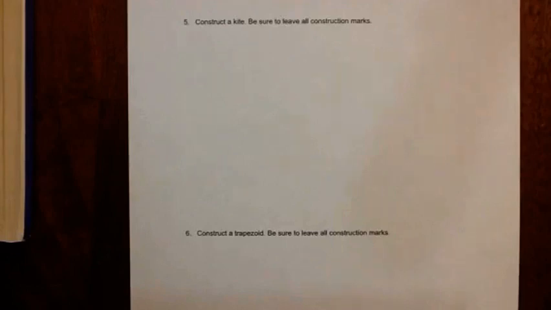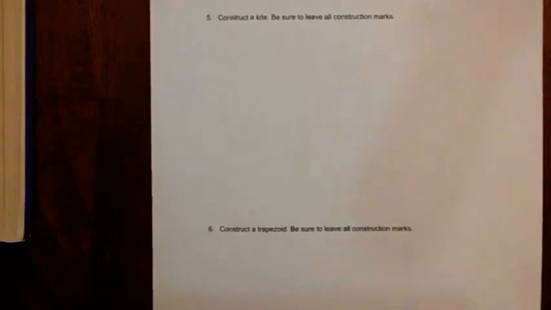Hello class, welcome to part 2 of our constructing quadrilaterals video. In this we're going to talk about constructing a kite to start off with, and then we're going to talk about all three trapezoids that were discussed in our vocabulary, being trapezoid, isosceles trapezoid, and right trapezoid. Okay, so kite to begin with.